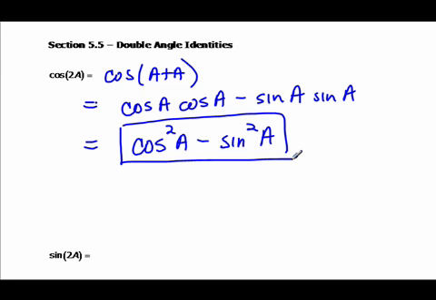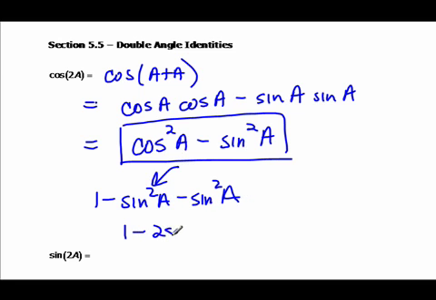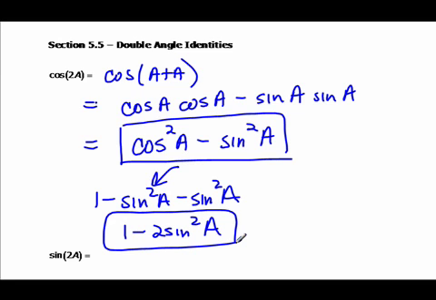Well, we can go 2 routes here. One way is to take the cosine squared a out and put in 1 minus sine squared a. So that would give you 1 minus sine squared a minus sine squared a, giving us 1 minus 2 sine squared a. So there's another possibility. You'll use the one that would apply to whatever problem you're working on.